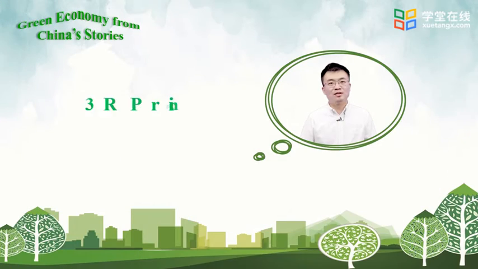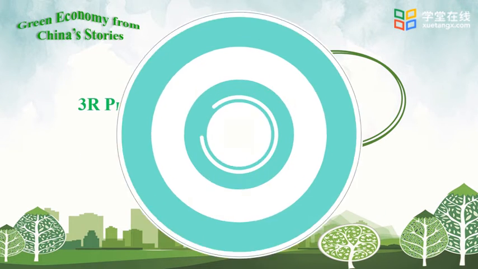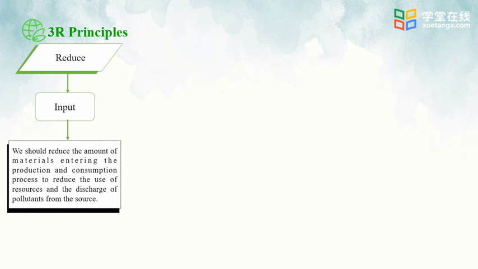In this section, we will learn about the 3R principles of circular economy. This figure offers complete information on 3R principles. First is reduce. We shall minimize the amount of material in production and consumption, reducing the usage of resources from the source, and reduce the amount of pollutants discharged.